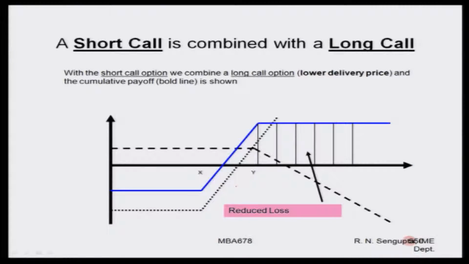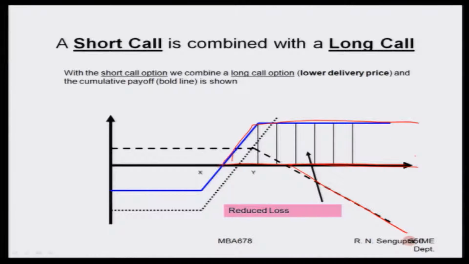Now, you combine the short call position with a long call position, but remember that the price was different. Initially, it was Y for the short call option, and now for the long call option the delivery price is X, which is lower. Remember that it is lower, it need not be higher. If it is higher, obviously the diagram would change. So, with the short call option we combine a long call option with a lower delivery price, and the cumulative payoff, the bold blue line, is shown. The overall loss was initially this triangle, and now the overall result is the hashed lines, which rather than a loss is a profit.